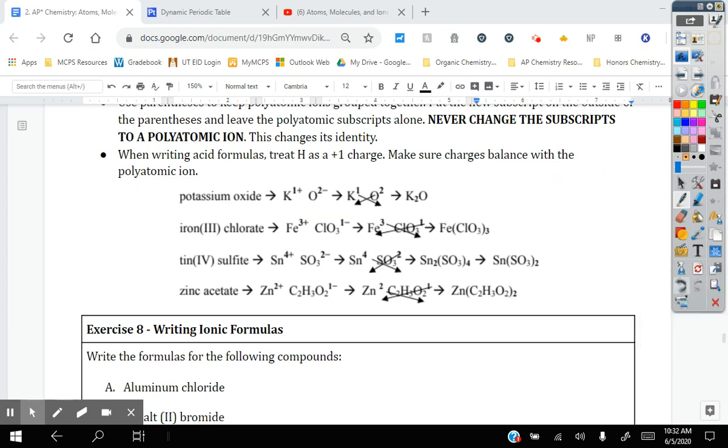When we're looking at sulfite, tin sulfite, it's 4+ and 2-. You'll notice here that we end up with a 2 and a 4 as our subscripts. Since each of these can be divided by 2, then 2 divided by 2 is 1, 4 divided by 2 is 2. We end up with 1 tin and 2 sulfite ions. So Sn, and then in parentheses, SO3, close parentheses, and a 2.